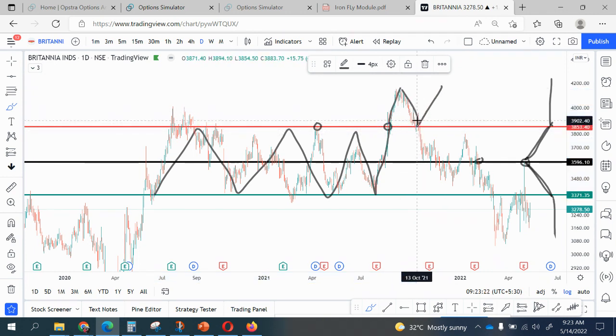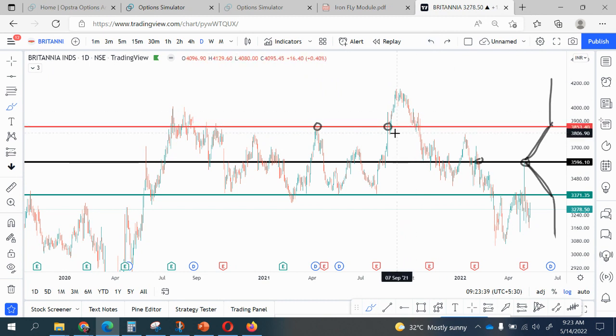Once it retests here, it can fly from here also. But the market is supreme, right? If analyzing the market were so easy, everyone would have earned a very good profit from the market. But the market is supreme. Okay, so let me remove all this.